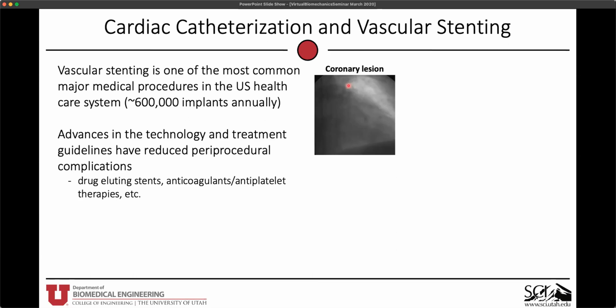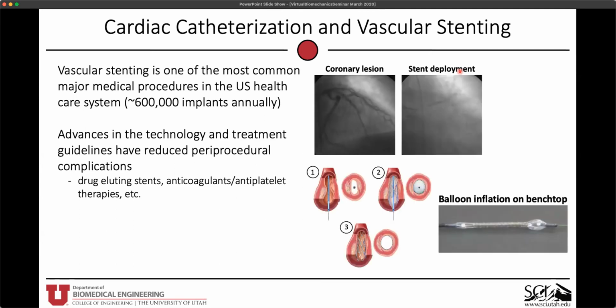So a little bit hard to see here, but there is a little bit of a restriction right there in that first diagonal vessel. This is a main vessel that feeds the left ventricle. So in instances where a clinician sees a reduction in blood flow, they would go in and deploy what we refer to as a vascular stent.